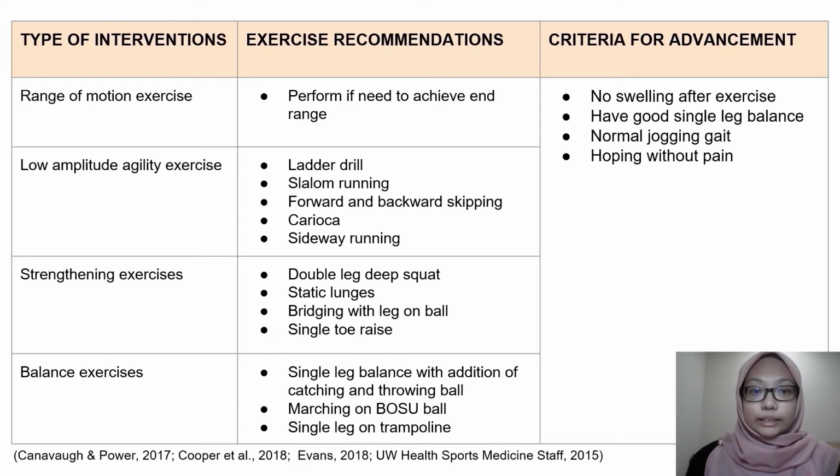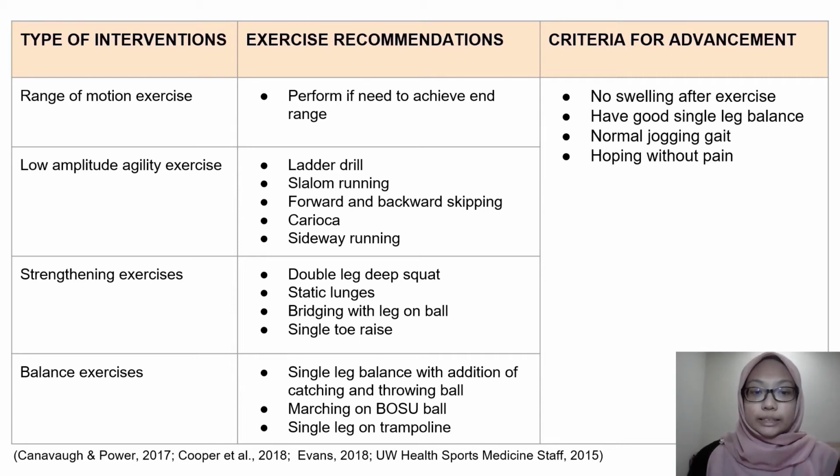Agility exercise is only done in low amplitude, and only if the patient has adequate leg strength. Recommended exercises are ladder drill, slalom running, forward and backward skipping, carioca, and sideways running. Strengthening exercise is a bit more advanced than phase 2, and examples are double leg deep squat, static lunges, bridging with leg on ball, and single toe raise.